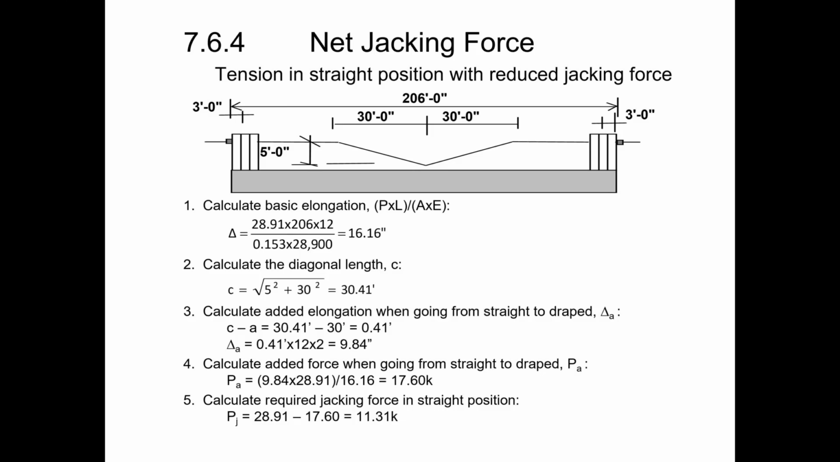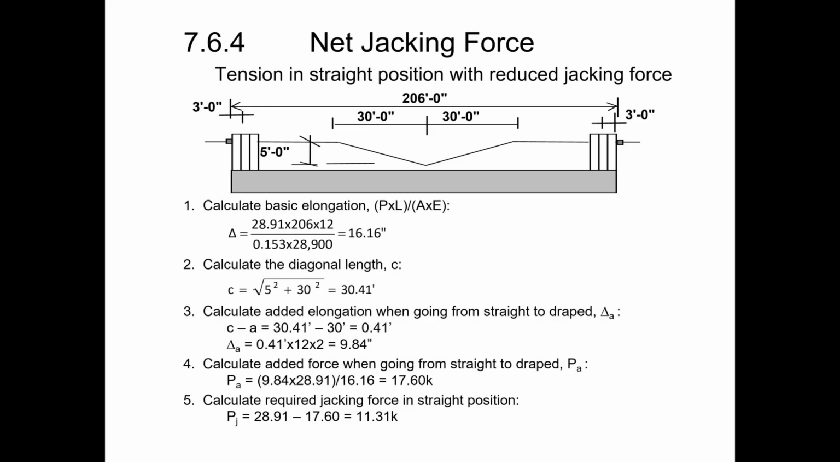All right, so now we know that when we go from the straight to the draped position, this strand is going to gain 9.84 inches of elongation. That's all well and good, but we want to know how much force the strand gains. So we can calculate the force based on the elongation. In level 2, we were typically calculating the elongation based on the force, but now we're calculating the force based on the elongation. So we're just going the other direction.